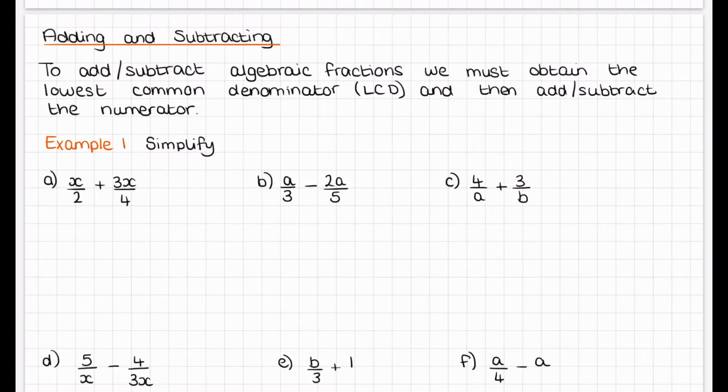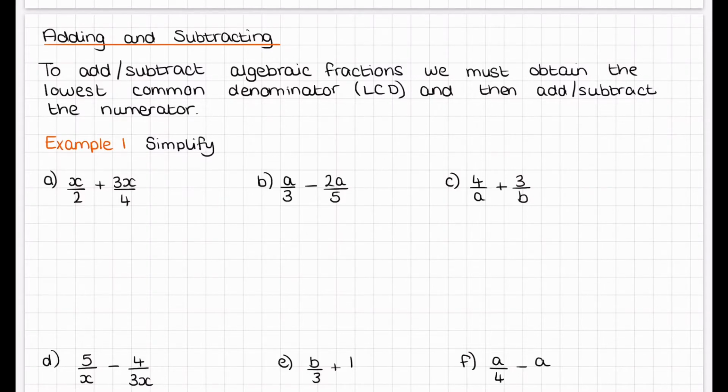So just like normal fractions, to add and subtract, we must obtain the lowest common denominator and then we can add and subtract the numerator. So we're always looking for a common denominator. It doesn't have to be the lowest common. If it's not the lowest common denominator, then you will have to simplify the values in the fraction.